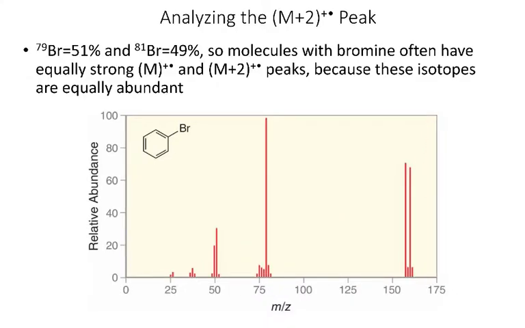Another instance when we have this M+2 peak, where we've got another peak 2 above our molecular ion peak, is in the case of bromine. The 2 most abundant naturally occurring isotopes for bromine are bromine-79 and bromine-81. Because their relative abundance is about the same, we would expect the molecular ion peak and the M+2 peak to be almost the same height. So when you have this pair of peaks right near the molecular ion peak, that's a dead giveaway that we've got bromine.